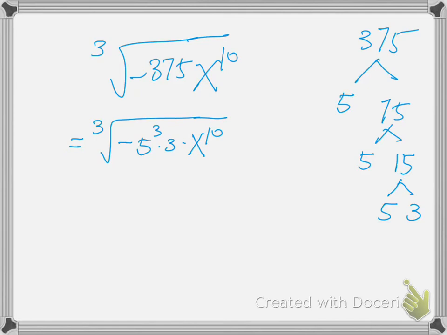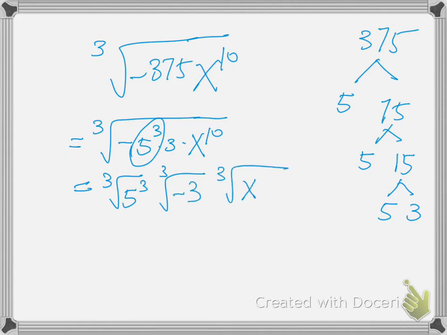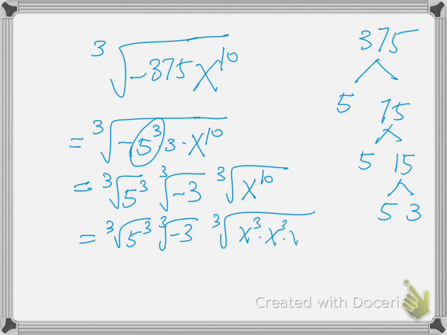So now we need to rewrite this as some cubes. So we got the cube root of 5 cubed, the cube root of negative 3, and the cube root of x to the 10th. So now we split x to the 10th. x to the 10th is x cubed times x cubed times x cubed times x. You have 10 of them: 3, 3, 3, and 1.